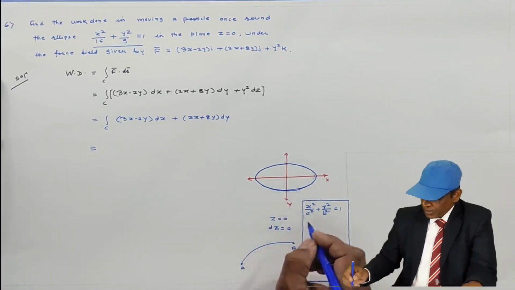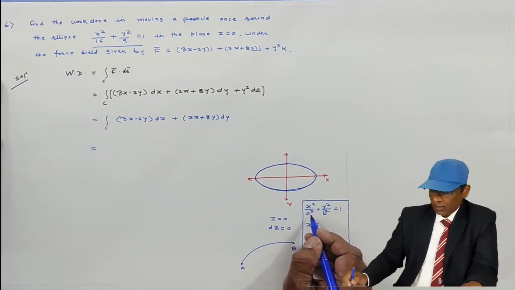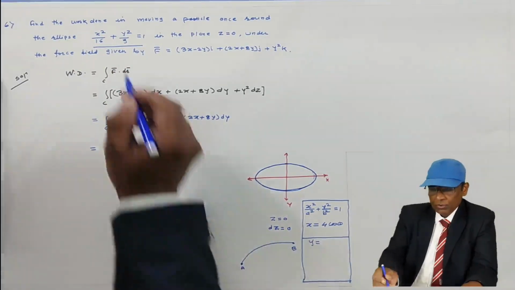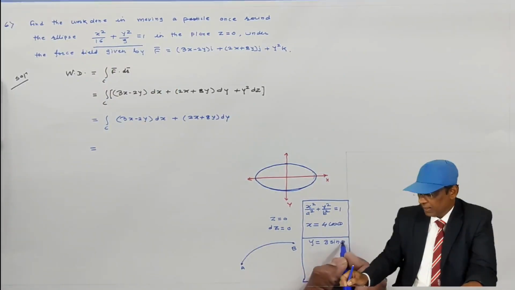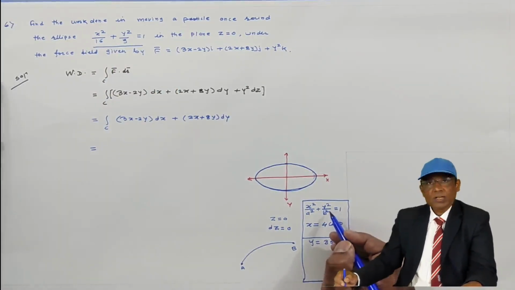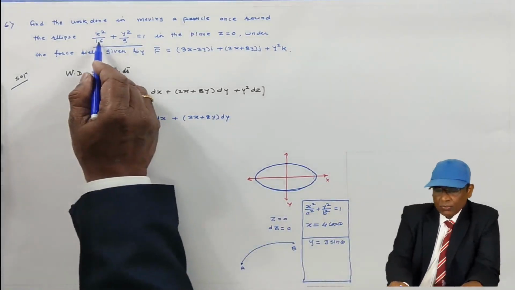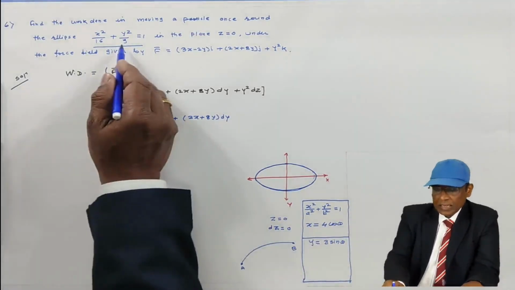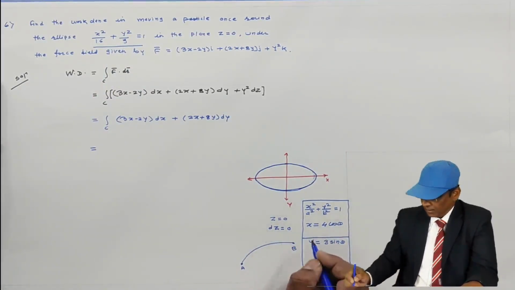When the equation of the ellipse is given, x equals a cos theta, here a is 4, so 4 cos theta, and y equals 3 sin theta. These are the parametric equations of the ellipse. This is the Cartesian equation. This is your parametric equation. You can easily write x equal to 4 cos theta and y equal to 3 sin theta. In general, x equals a cos theta and y equals b sin theta.